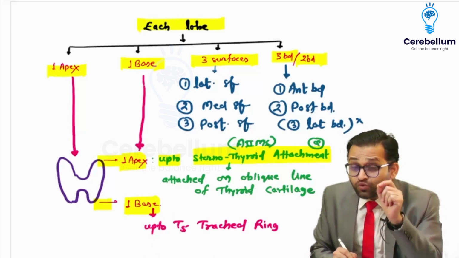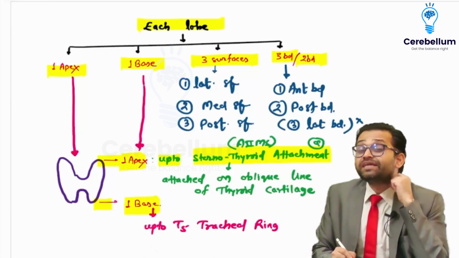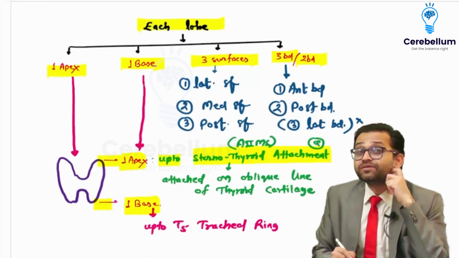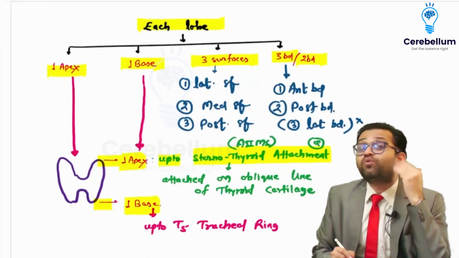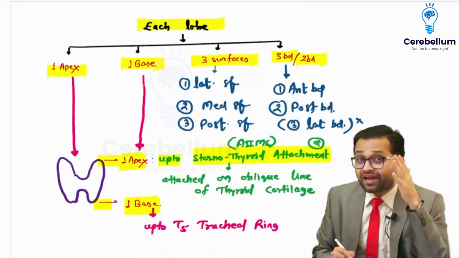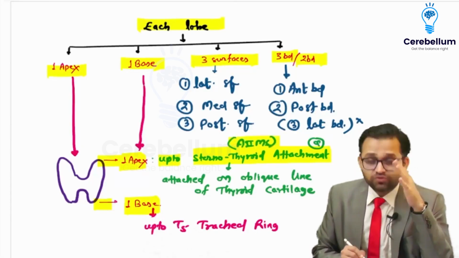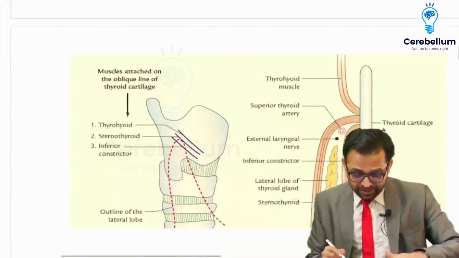So there was one question that had been asked: in case of thyroid enlargement, which structure is preventing the upward extension of the thyroid gland? Answer is the sternothyroid muscle. I am telling you here.